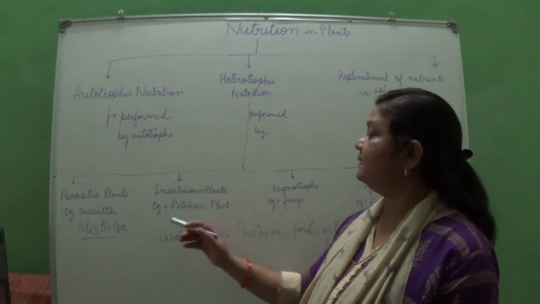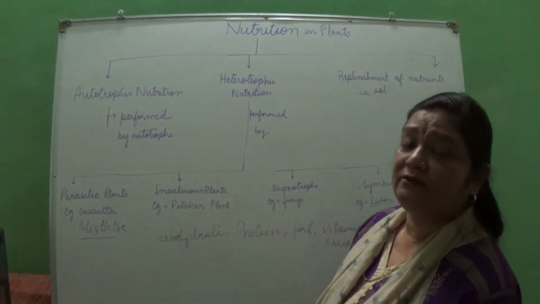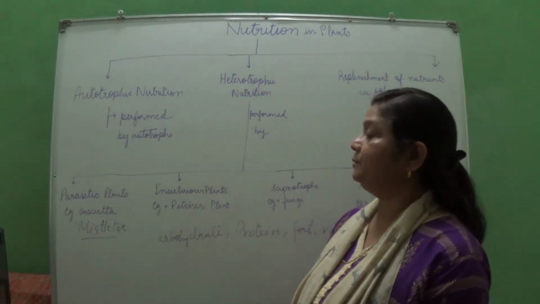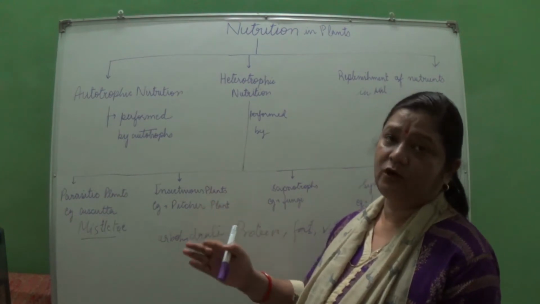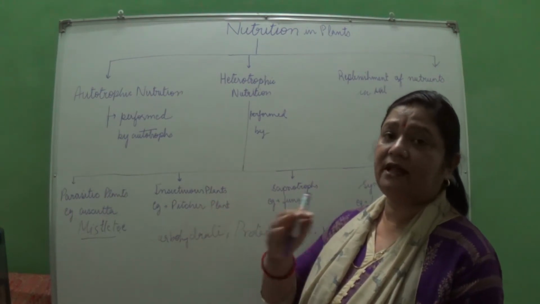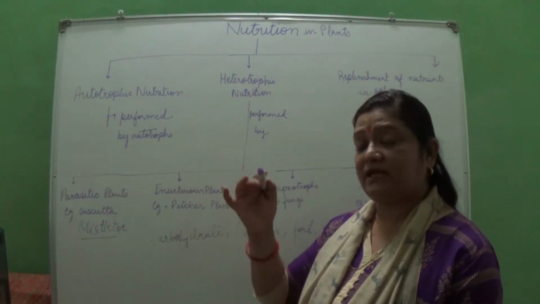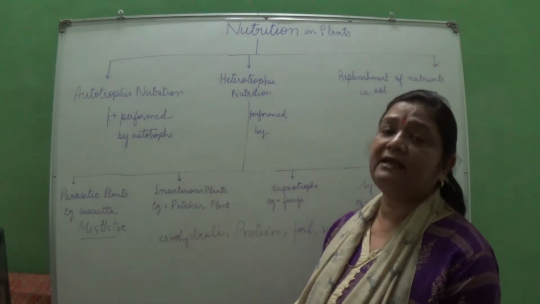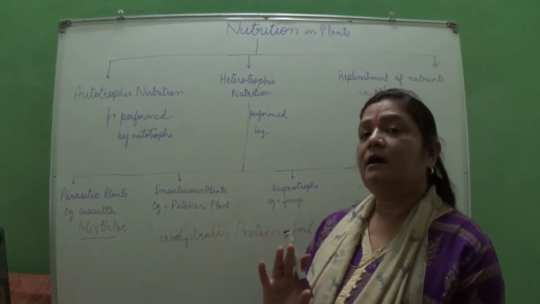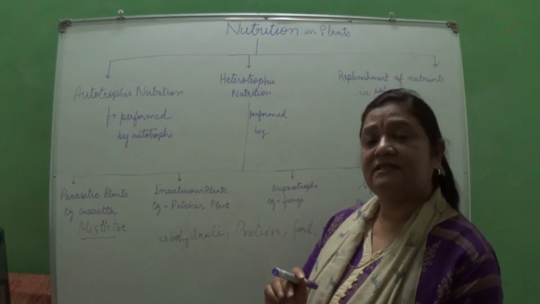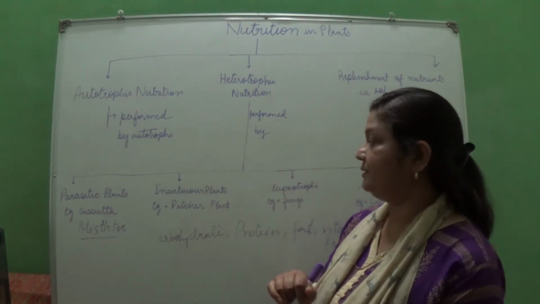Examples of insectivorous plants are pitcher plant, sundew, and Venus flytrap. The pitcher plant has a bag-like structure, and the mouth is covered with a flap-like structure. As soon as the insect enters the bag-like structure, the flap closes. It digests the insect which is inside the pitcher, and it fulfills its nitrogen requirement.